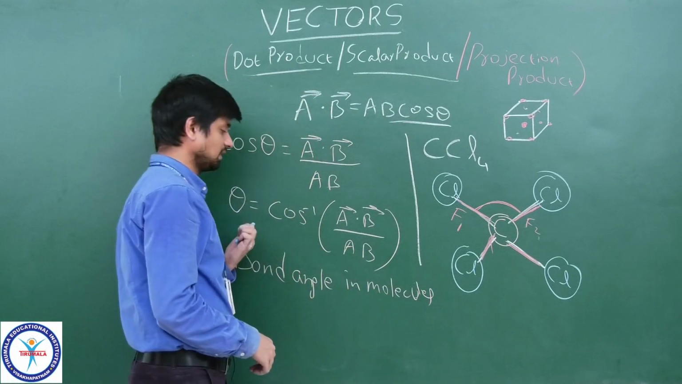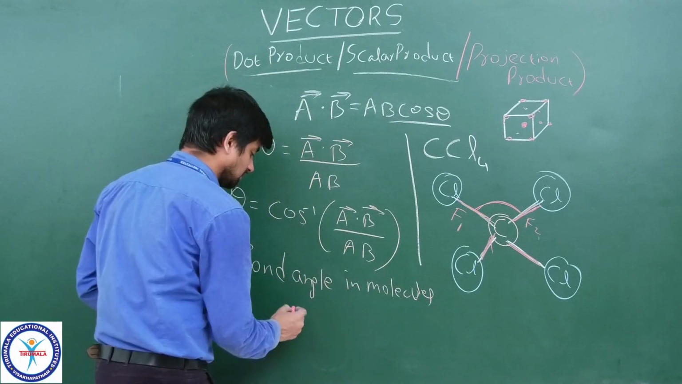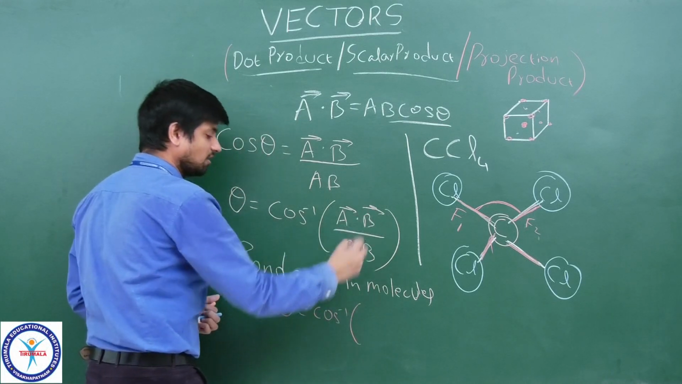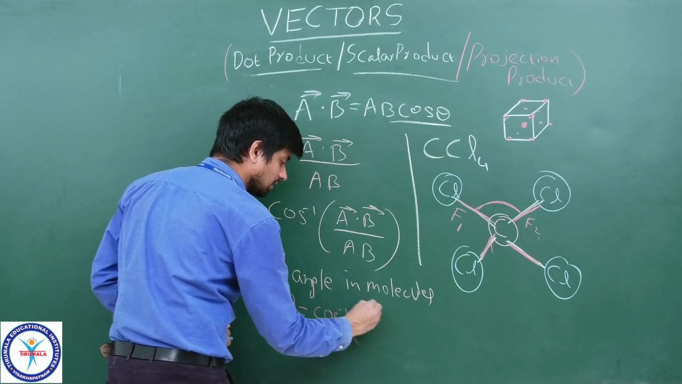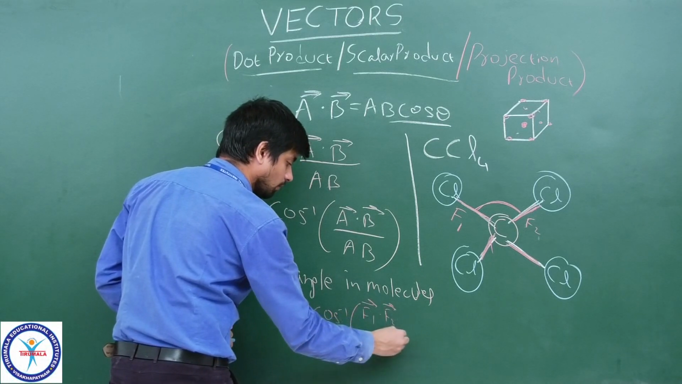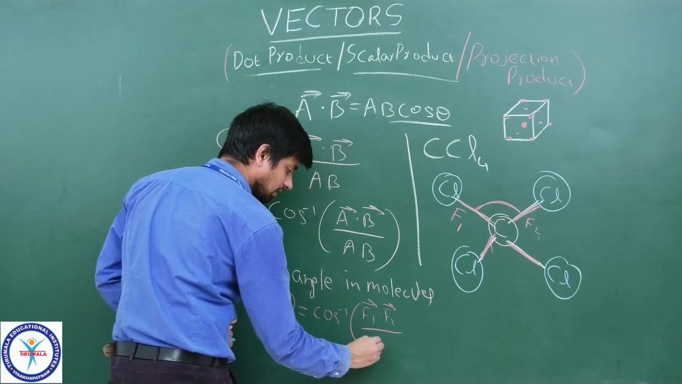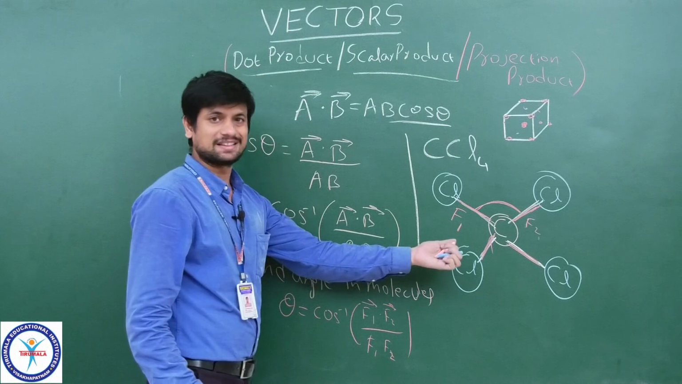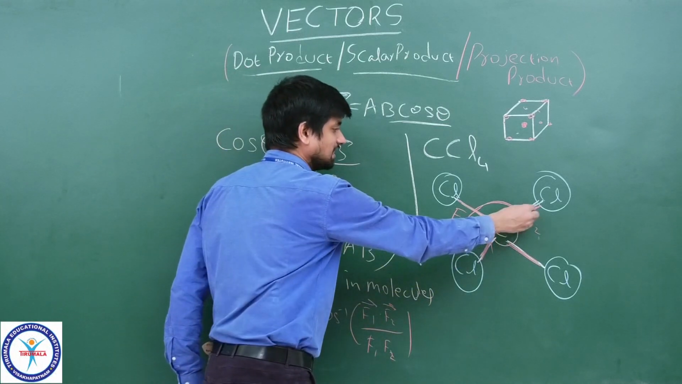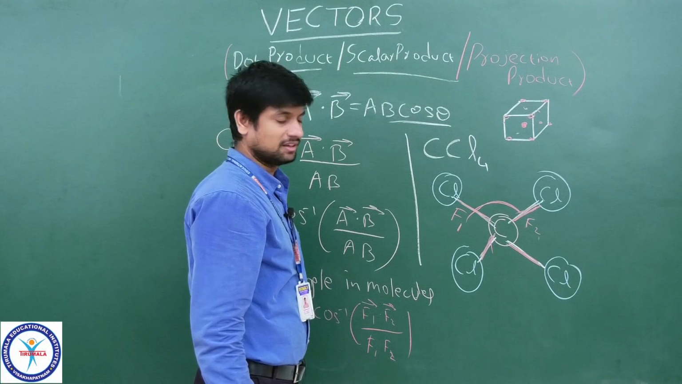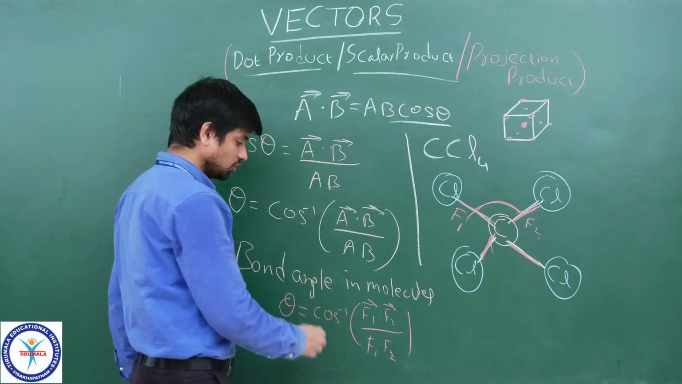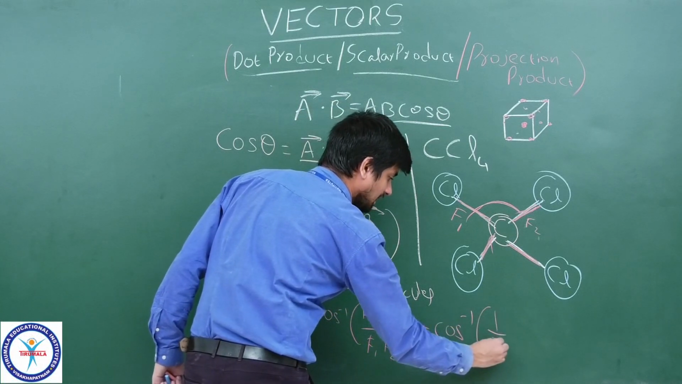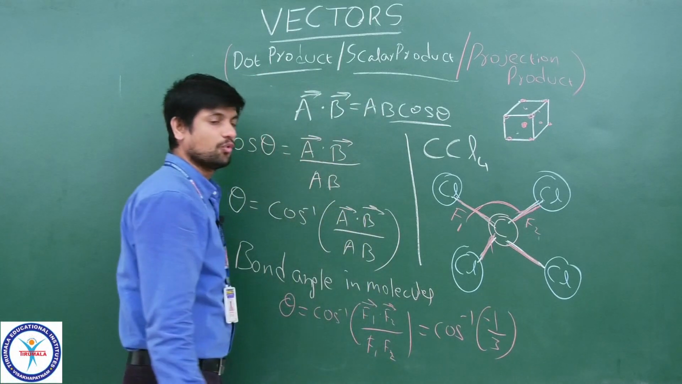What is the formula? Theta equals cos inverse of A dot B, that is F1 dot F2 by F1 F2. But if you take their lengths, this length is equal, right? Yes. So if you take the square, you will get the answer cos inverse 1 by 3.